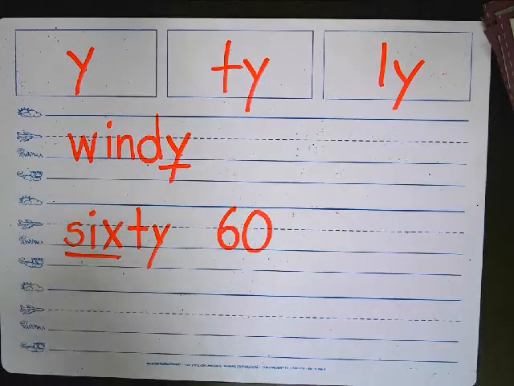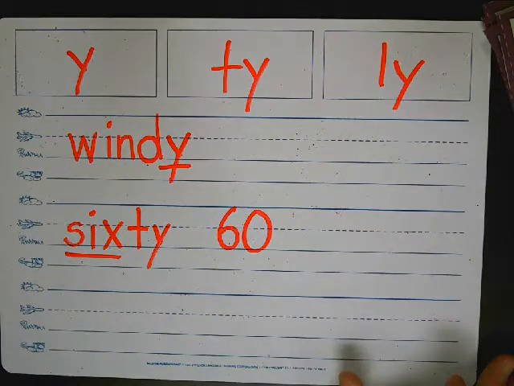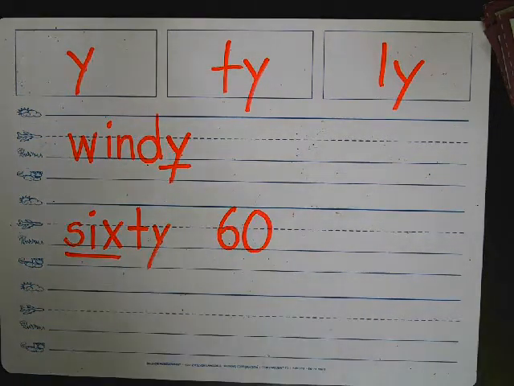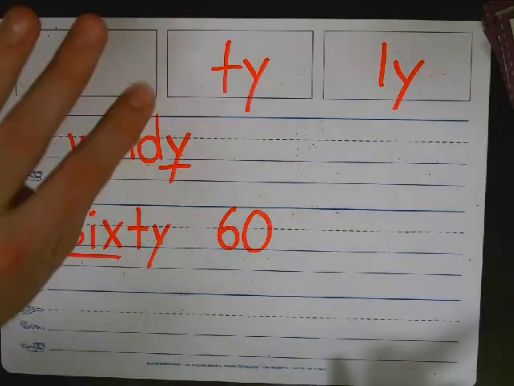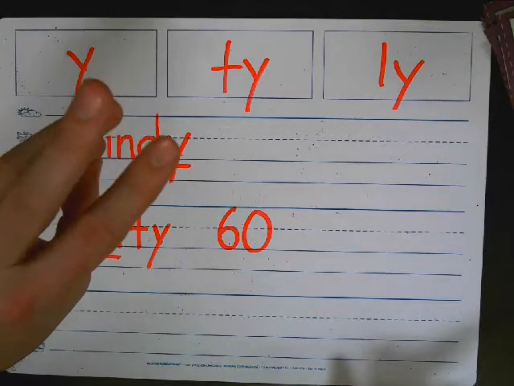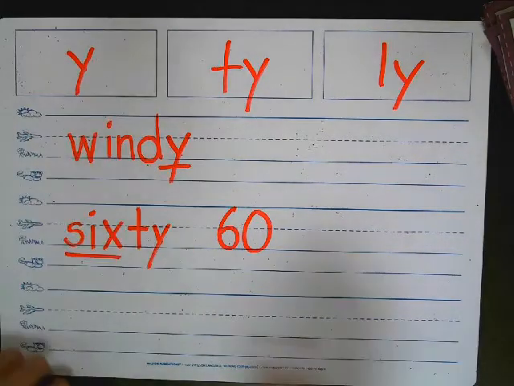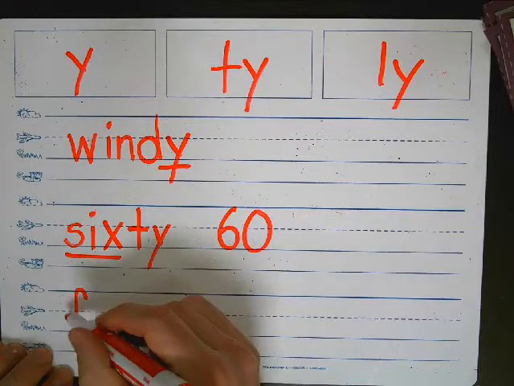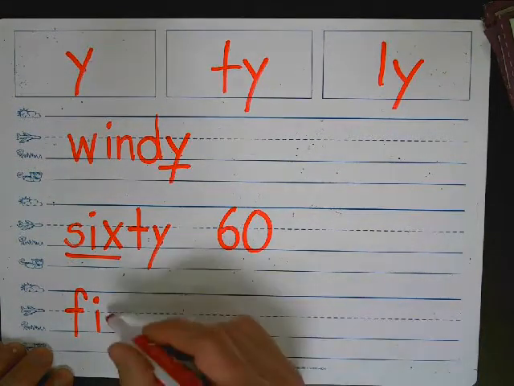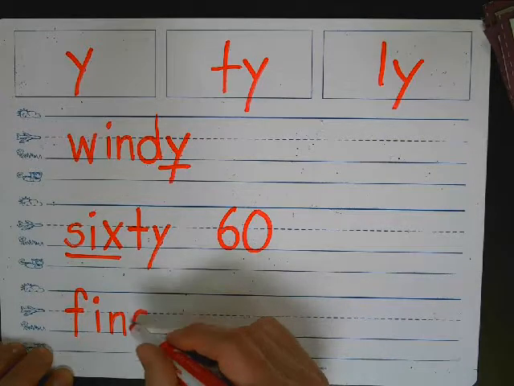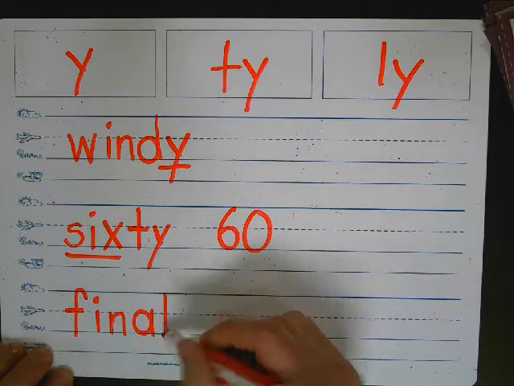And then we have suffix ly at the end of a word. We're going to spell this base word together. Final. Ready? Let's tap it. Go ahead and spell that with your marker. Final.